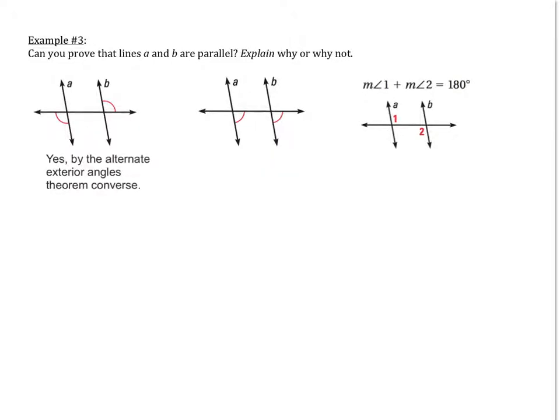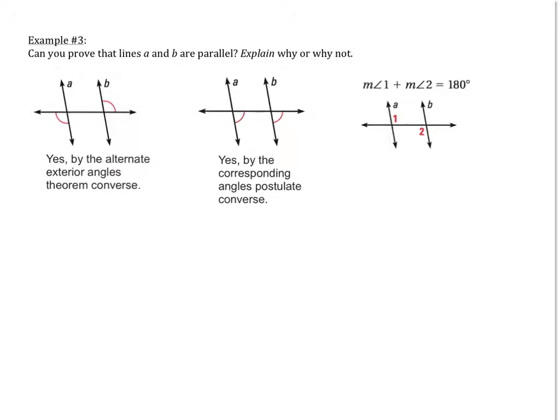In the next diagram, we are given that this angle is congruent to this angle. So we're again trying to decide if line A is parallel to B. If I put line A on top of B, these two angles that are marked as congruent are corresponding. We do have a theorem that states that if corresponding angles are congruent, then the two lines would be parallel. So these two lines are parallel since the corresponding angles are congruent.